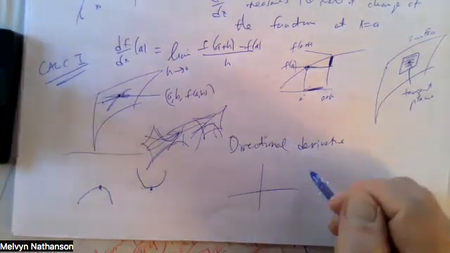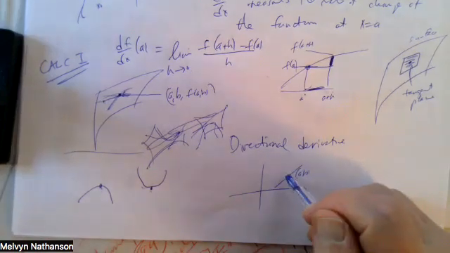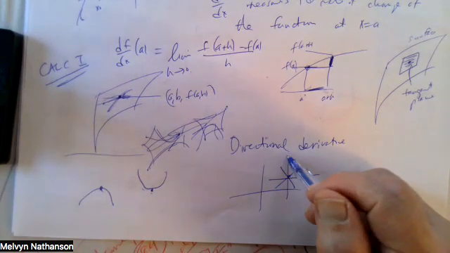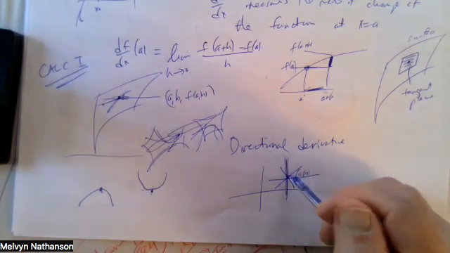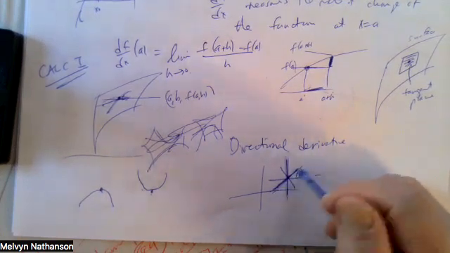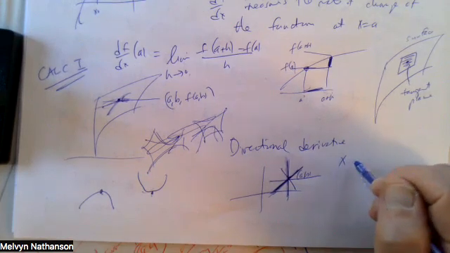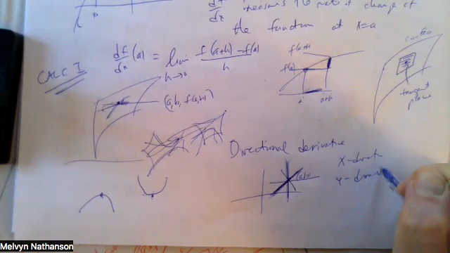So here you are in the xy plane, and here's your point a, b. You can take a line in this direction, or in this direction, or this direction, or in this direction, and you can restrict the function to just this line, and ask what is the rate of change of the function as you just go in that direction. And the two basic cases are the x direction and y direction.